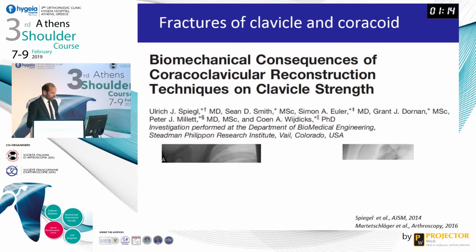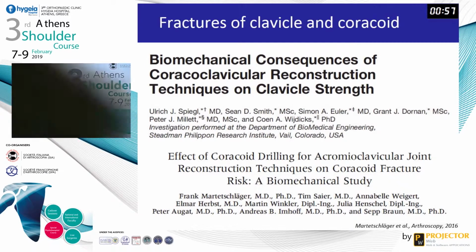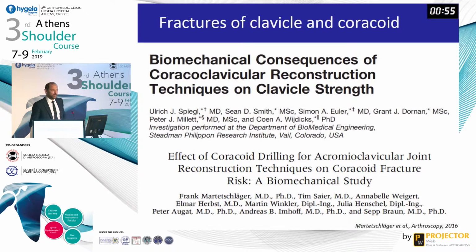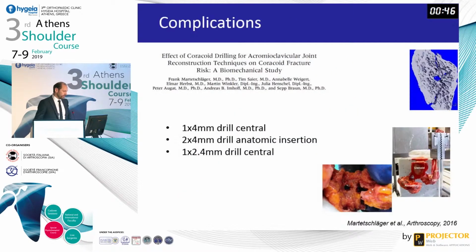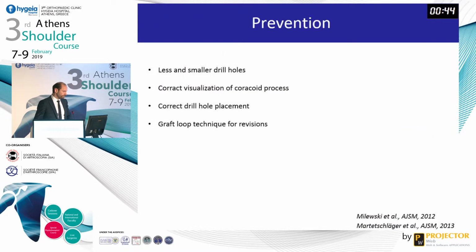This is what Uli Spiegel did. He could show that, of course, if you have smaller drill holes within the clavicle, it's better for the clavicle. And if you put two 6-millimeter drill holes right next to each other, with tenodesis screws in them, the fracture risk is much higher. The same we could show for the coracoid process. It's much better if you only use one 2.4 millimeter drill hole and not, like we used to do it before, two 4-millimeter drill holes. That's what the study looked like.